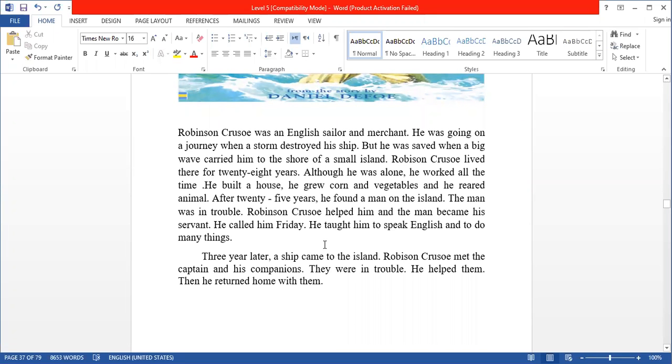Inshallah. Robinson Crusoe was an English sailor and merchant. He was going on a journey when a storm destroyed his ship, but he was saved when a big wave carried him to the shore of a small island.